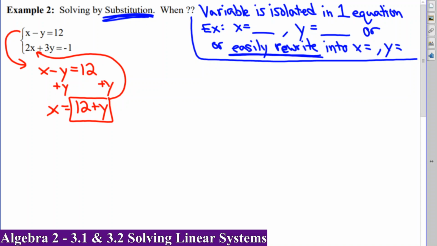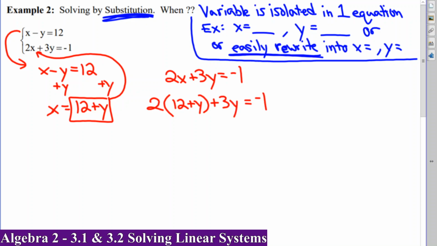So here's my equation: 2x plus 3y equals negative 1. And we're going to substitute that 12 plus y in for x. So I'm going to use parentheses. That's a great reminder that it's 2 times all of x. We need to make sure that we use parentheses every single time so we don't forget that we want to distribute the 2 to both the 12 and the y. So we get 24 plus 2y plus 3y equals negative 1.